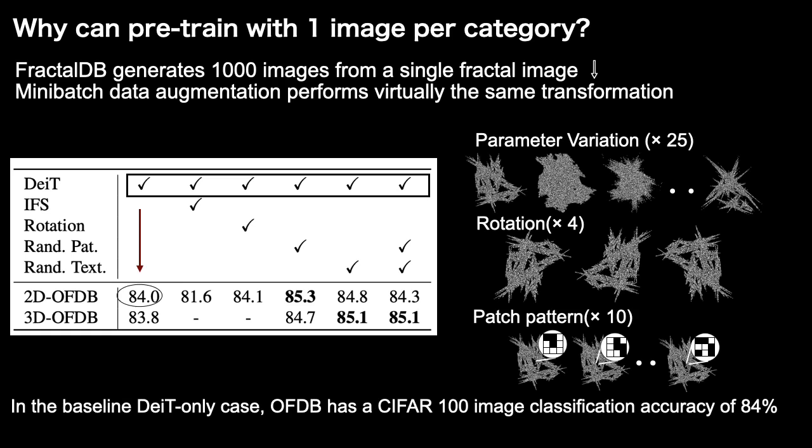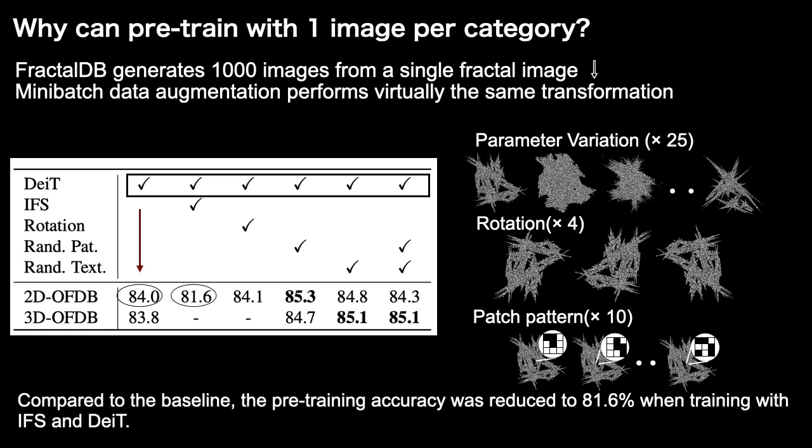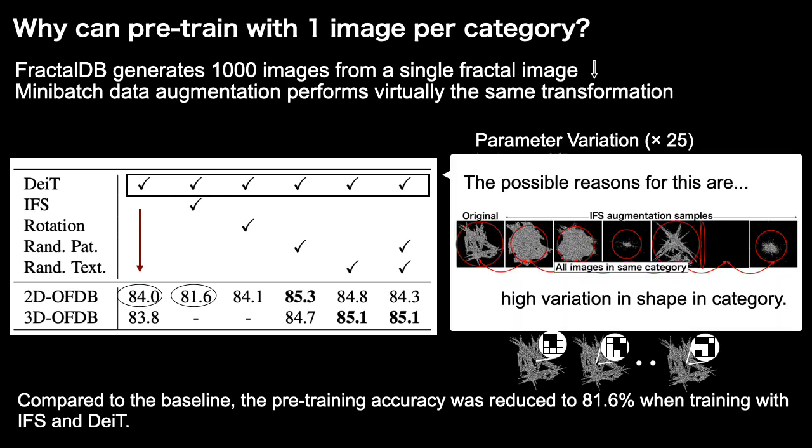In the baseline DeiT-only case, OFDB has a CIFAR-100 image classification accuracy of 84%. Compared to the baseline, the pre-training accuracy was reduced to 81.6% when training with IFS and DeiT. The possible reasons for reduced accuracy are high variation in shape and category.